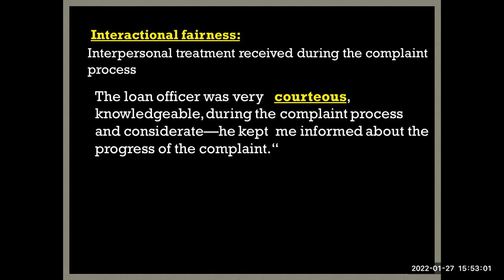Then interactional fairness: the interpersonal treatment received during the complaint process. The loan officer was very courteous, knowledgeable, and considerate during the complaint process. He kept me informed about the process of the complaint. So during service recovery you have to be courteous, prompt, polite, and humble, and you should inform the customer step by step.